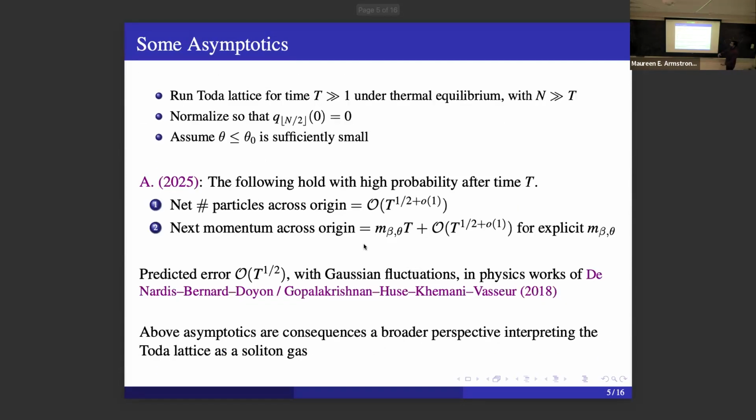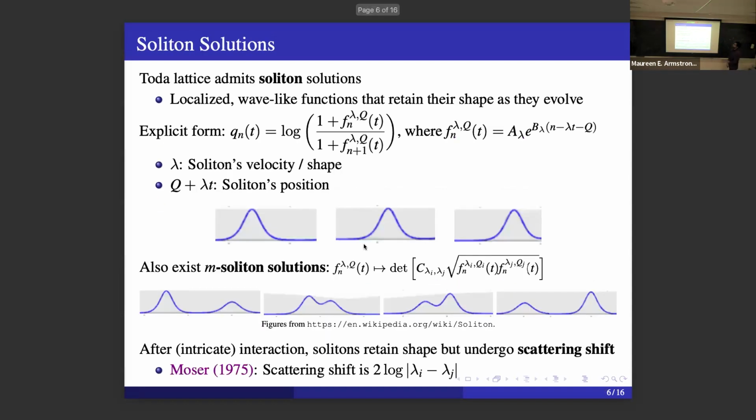Okay, so all these asymptotics are consequences of a broader perspective that interprets the Toda lattice as a soliton gas. I want to explain this broader perspective because once it is understood, these are very quick consequences of it. And that broader perspective is believed to hold in great generality, which is, to me, what attracted me to this family of questions in the first place. Okay, so I mentioned the word soliton gas. Let me start by telling you what a soliton is.